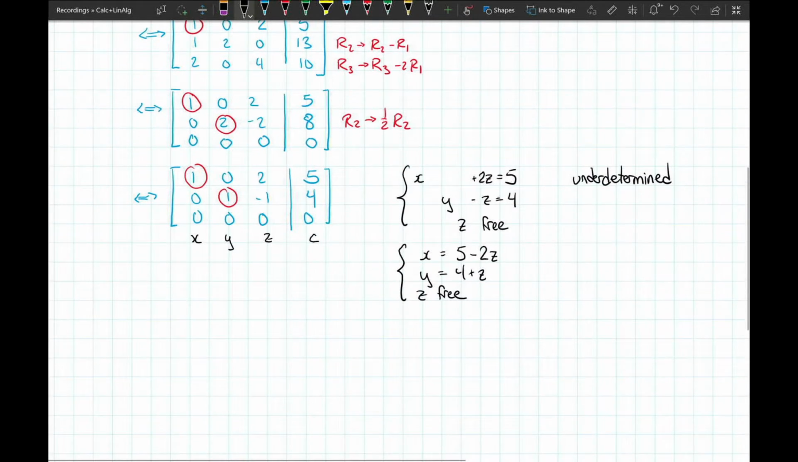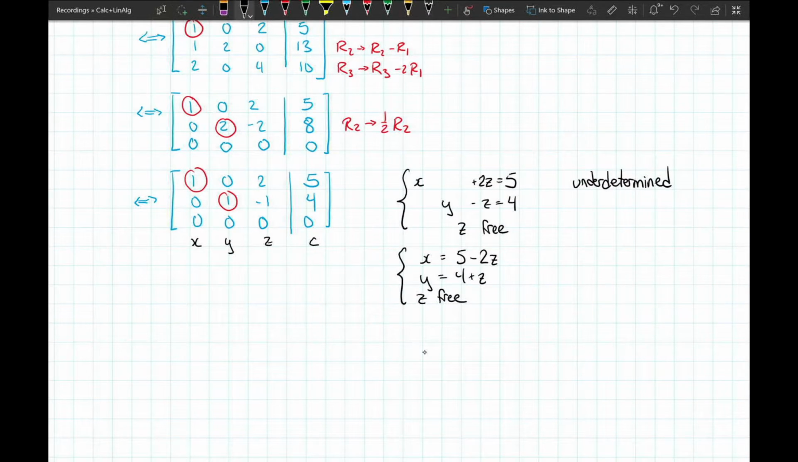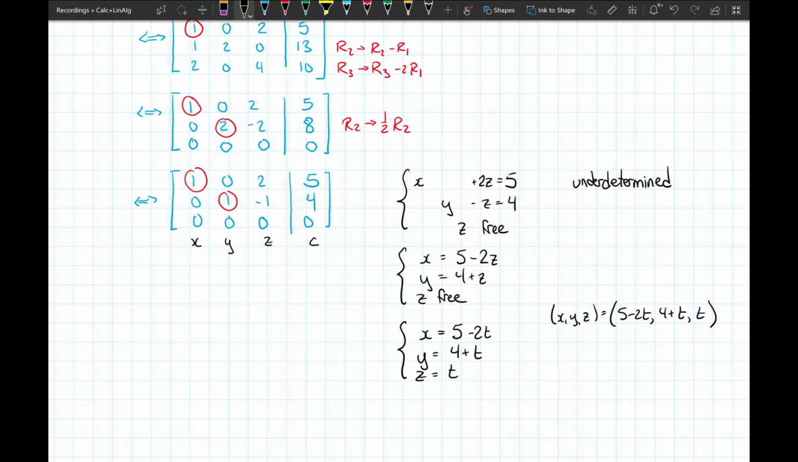And then if we assign z to equal t, then we can write the system out in terms of t. X, y, and z. And if z is equal to t, x is equal to 5 minus 2t, and y would equal 4 plus t. And as an ordered triple, x, y, and z could just equal 5 minus 2t, 4 plus t, t. And any choice of t will suffice for this problem.